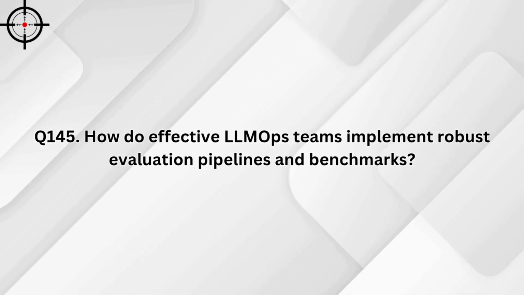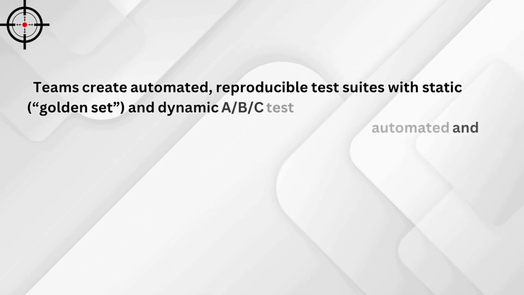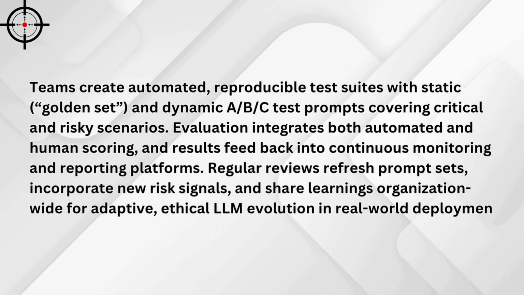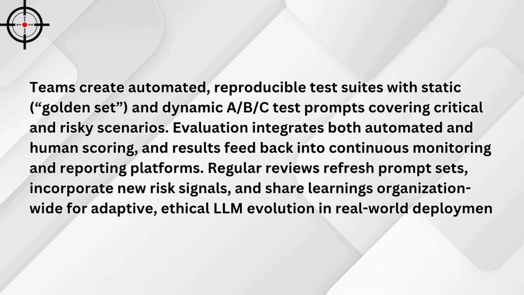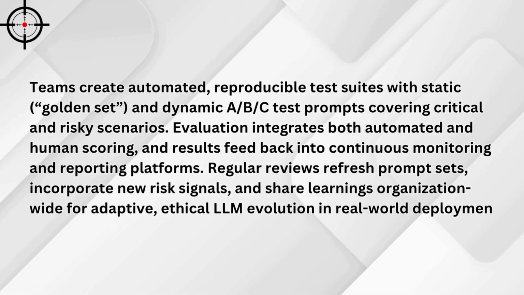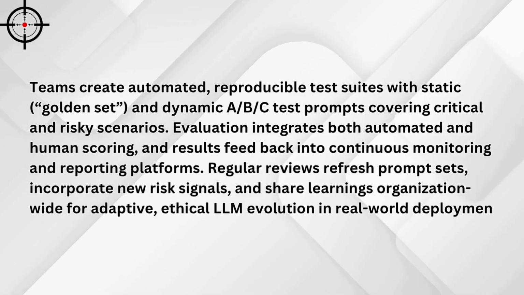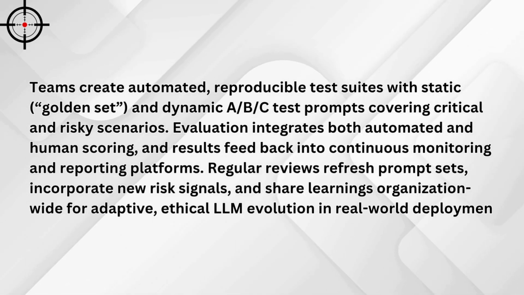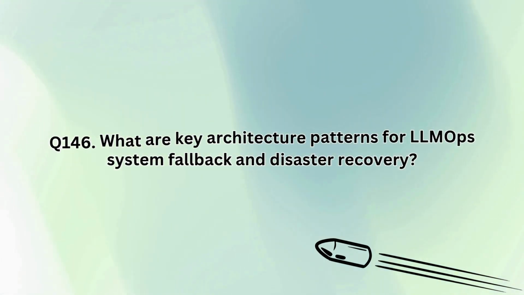How do effective LLMOps teams implement robust evaluation pipelines and benchmarks? Teams create automated, reproducible test suites with static, golden set, and dynamic A/B test prompts covering critical and risky scenarios. Evaluation integrates both automated and human scoring, and results feed back into continuous monitoring and reporting platforms. Regular reviews refresh prompt sets, incorporate new risk signals, and share learnings organization-wide for adaptive, ethical LLM evolution in real-world deployment. What are key architecture patterns for LLMOps system fallback and disaster recovery?